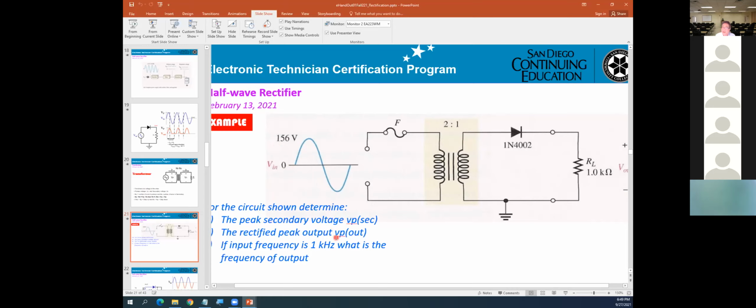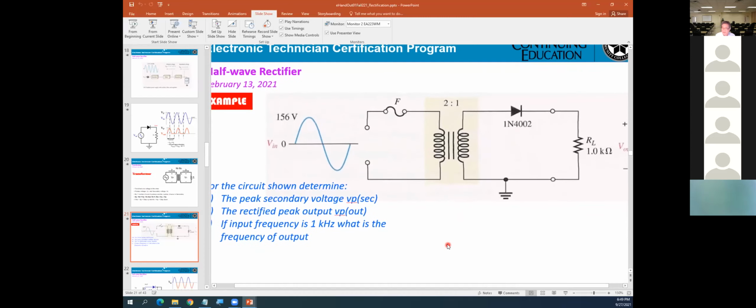The rectifier peak output V out. So the output V out, remember, we're using the second approximation. That means you can see on the display, you get minus 0.7 volt. I can go back to this circuitry for the signal next time. If the input frequency is 1K, what is the output frequency? Again, half wave rectifier, input frequency and output frequency will be the same.